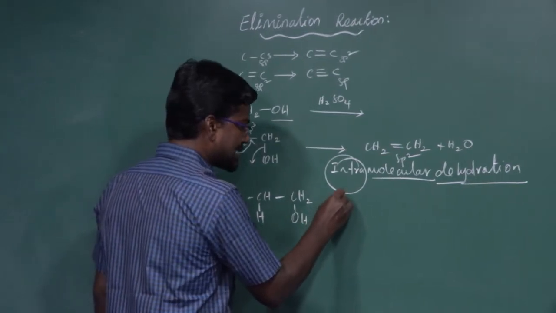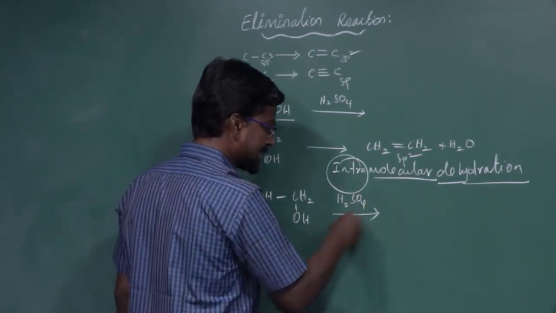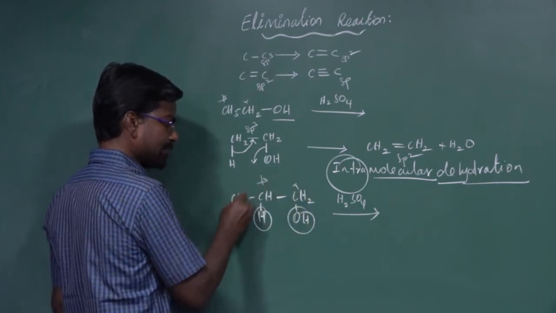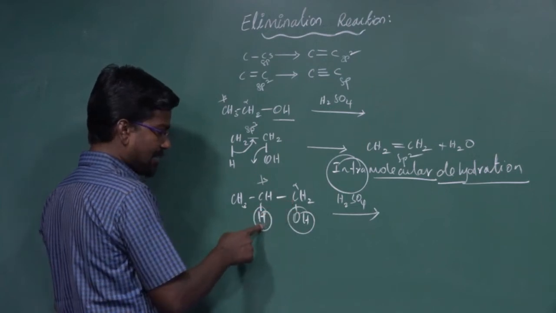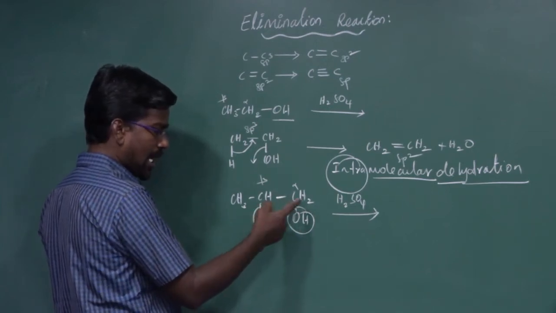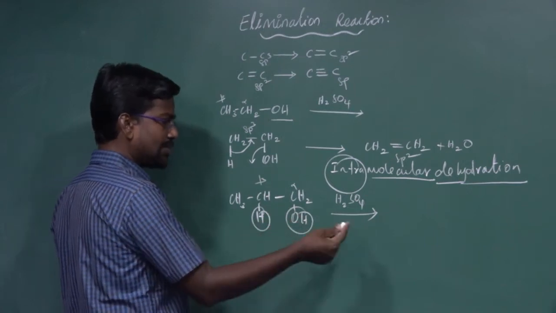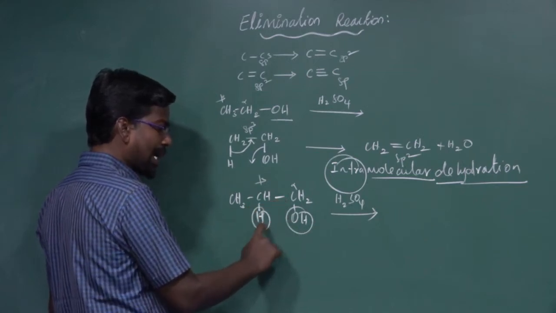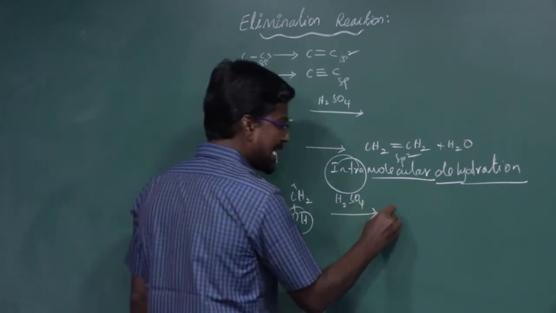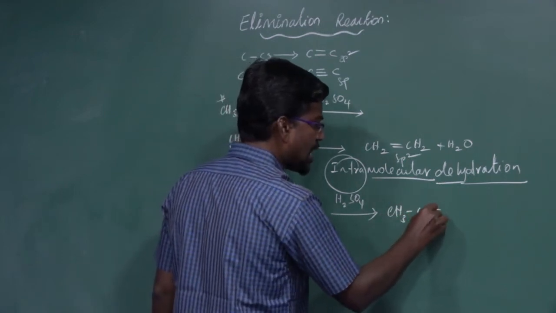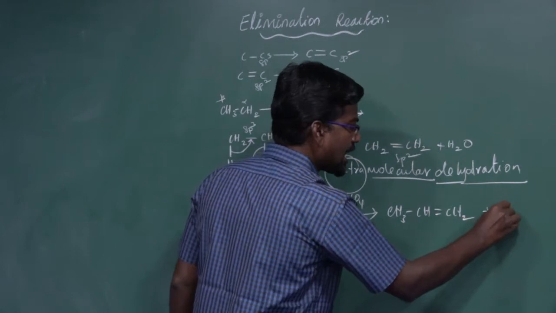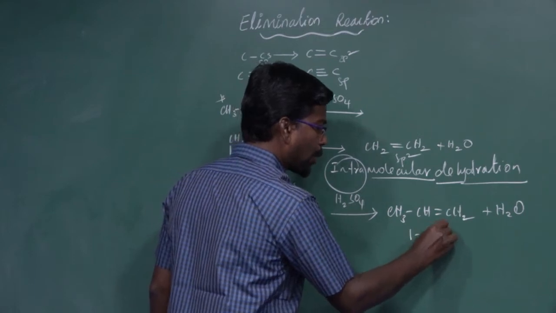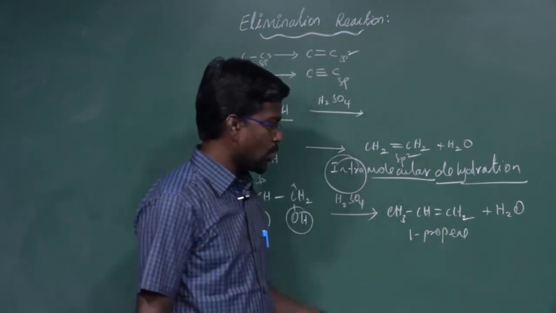The compound reacts with concentrated sulfuric acid, H2SO4. The OH is removed from the alpha carbon and hydrogen from the beta carbon. So the adjacent carbon atoms containing OH and hydrogen are eliminated, and a new carbon-carbon double bond is formed between them. So CH3-CH=CH2 plus H2O removed.